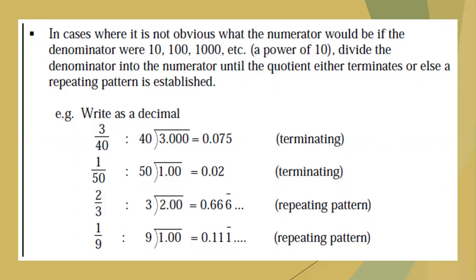1 over 50 would equal 0.02, which you can also do with an equivalent fraction: 1 over 50 does equal 2 over 100, which is 0.02. And that's it, both of those are terminating. That means the decimal ends.